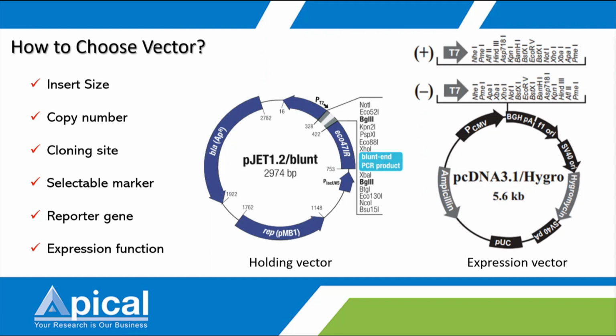And then lastly is the expression function of the vector. If you are using an expression vector, most expression vectors are specially constructed to be able to express a gene in a specific organism, for example, in certain bacteria, in human cells, or in yeast cells. So you will need to refer to the expression function of that vector to decide which vector to be used for your protein expression or gene expression study.